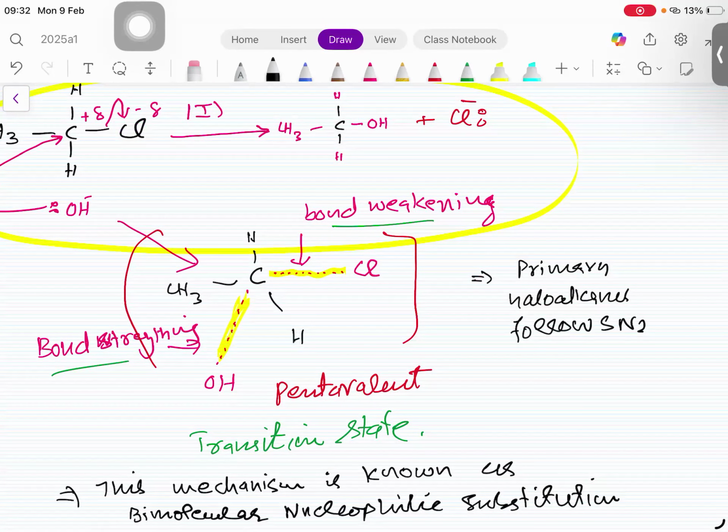Primary haloalkanes follow SN2. The reason I have told you is that their carbocations cannot stabilize, right? So I remember it this way: the one with 2 is a 1-step mechanism, and the one with 1 is a 2-step mechanism. But actually, it's not related to the steps. So it's a one-step mechanism.